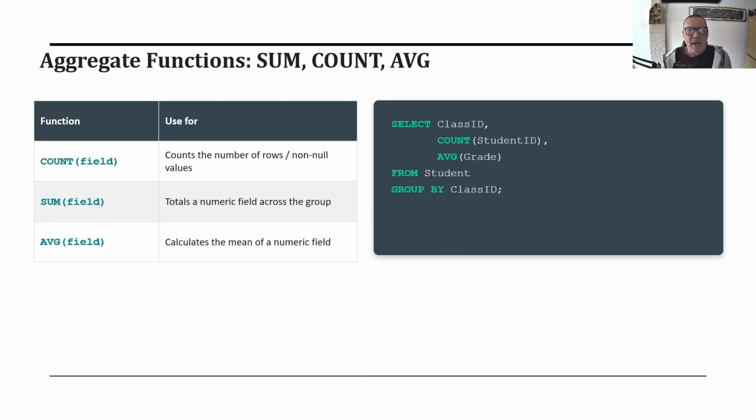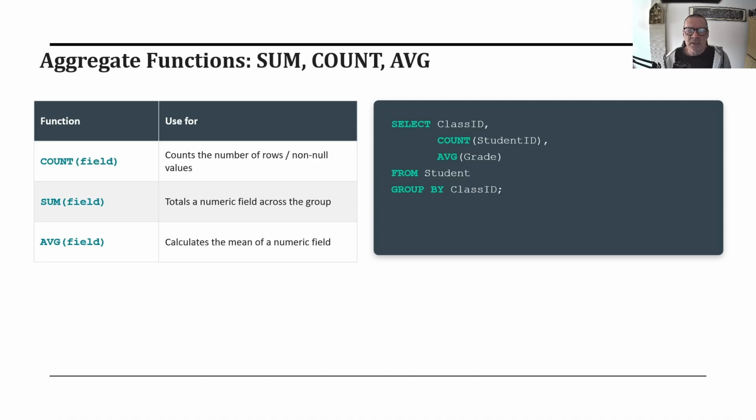So we've got some aggregate functions that work on multiple rows, and these are sum, count, and average. Count just counts how many rows or non-null values there are. Sum adds up a numeric field, whether it's an integer or real, it doesn't matter, it just adds them up. And average calculates the mean of a numeric field as well. So there's an example on the right hand side.